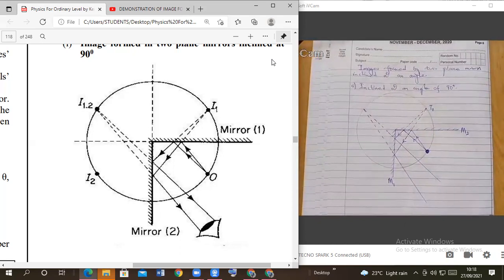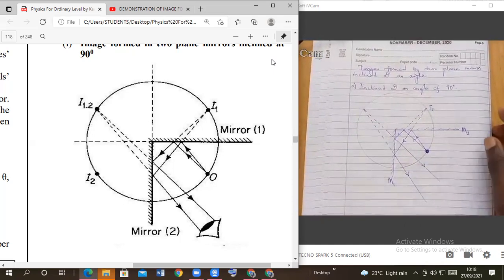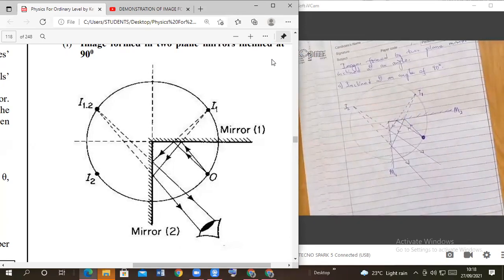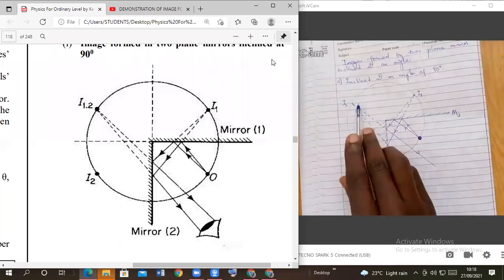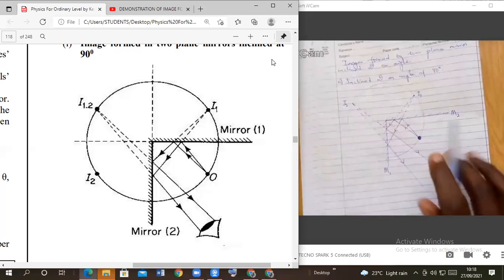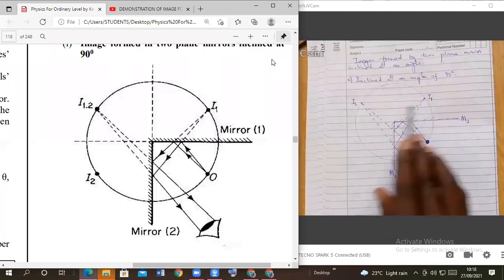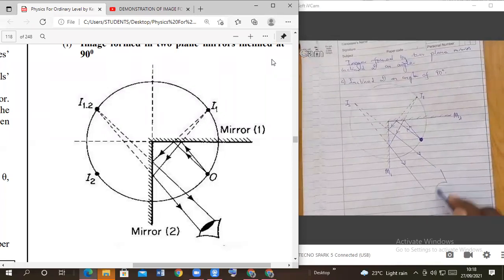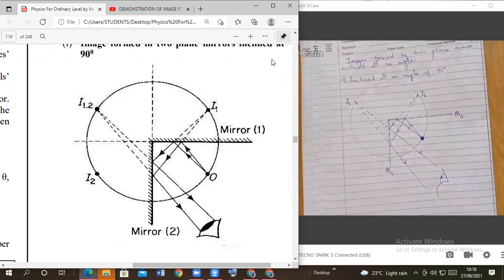Members, have you seen that? This one is reflected. This one is reflected. So this is image number 2. I think these two images here must appear to be in one line. They must be in one line. So now the observer is here.